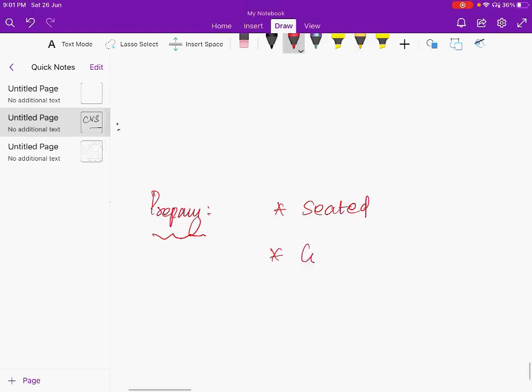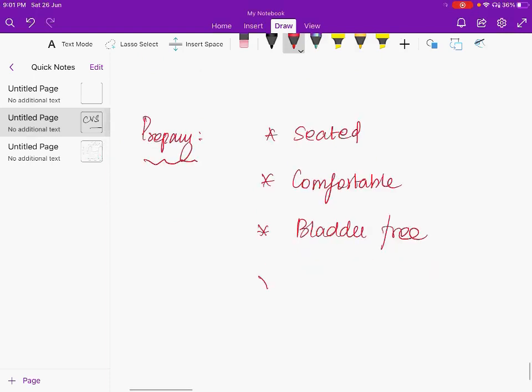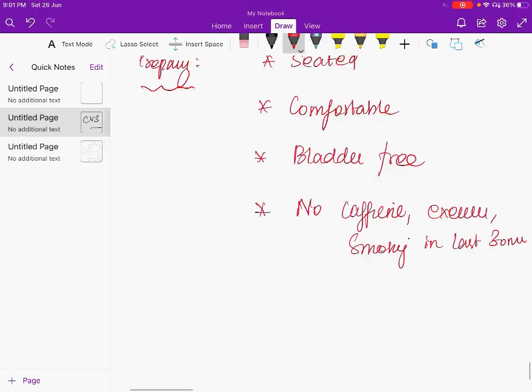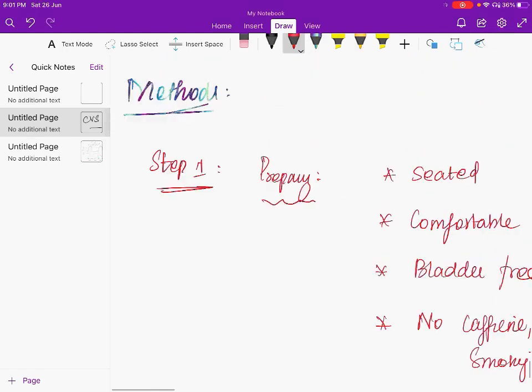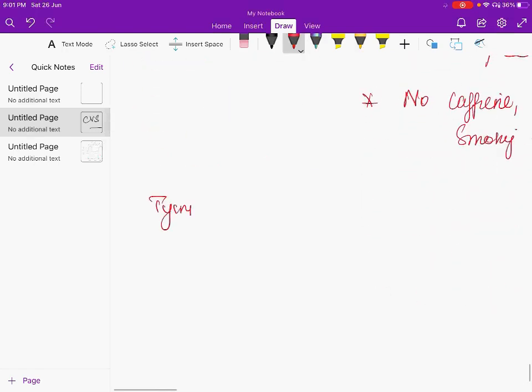Okay. So next, the patient should be comfortable. He should not be anxious. So make him comfortable, and his bladder should be empty. Next, the patient should not have had caffeine, exercise or smoking in the last 30 minutes. Okay. So this is how you will prepare the patient. So next, you have to tie the cuff. Okay. So tying the cuff.